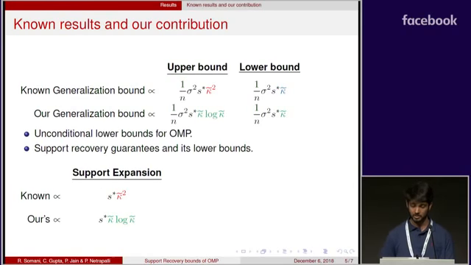We also provide results for the support recovery guarantees for OMP, along with providing its lower bound. The known results on support recovery for sparse regression algorithms require a support expansion level proportional to kappa tilde square. In this work, we show that OMP can achieve support recovery in only kappa tilde log kappa tilde times S star iterations.